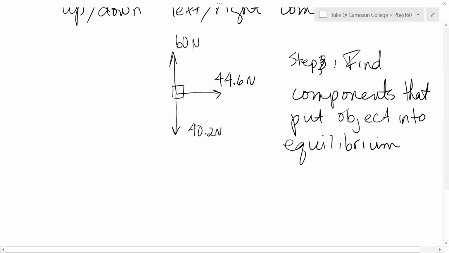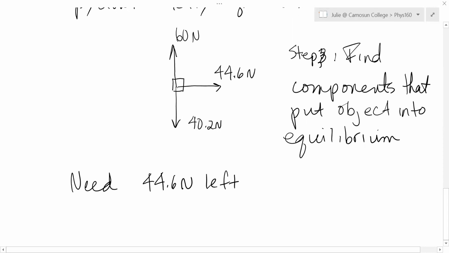Okay, so you just simply look at it. Now this is where the XY table comes in. You could make a list and you could say up we have 60, down we have, and we put a negative 40. What else do you need to get to 0? And it would be a negative number. But I think it's better just to look at this and figure it out. So clearly you're going to need something left. Okay, so we need 44.6 newtons left, and that'll balance that force to the right.